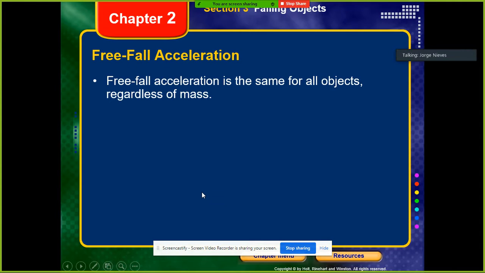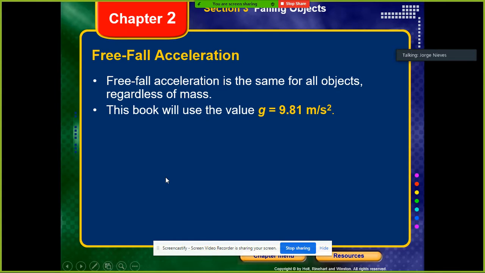Okay. So free fall acceleration is the same for all objects regardless of mass. All objects are going to fall at the same time. So it doesn't matter the mass of the object. All the objects have to fall at the same time. Okay, that's very important that we know it.